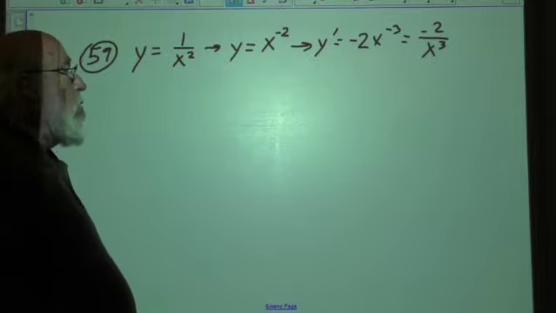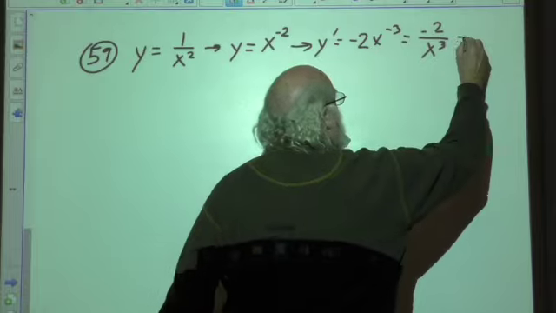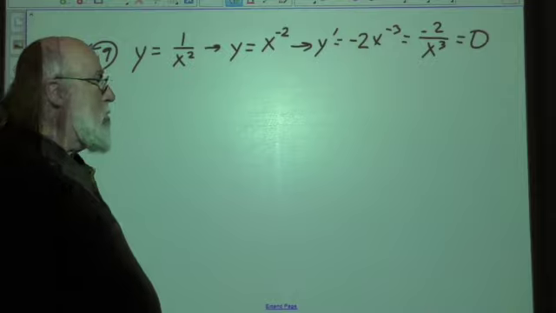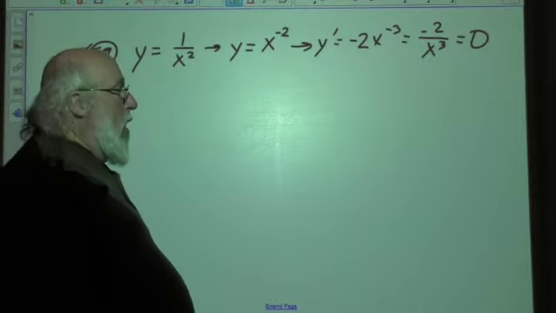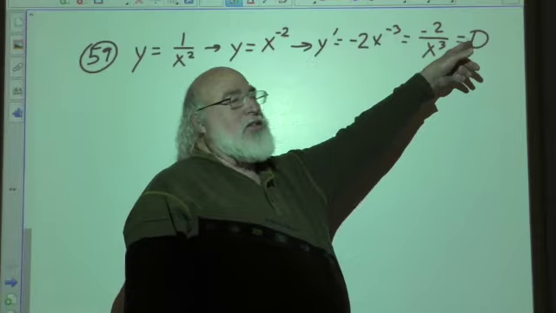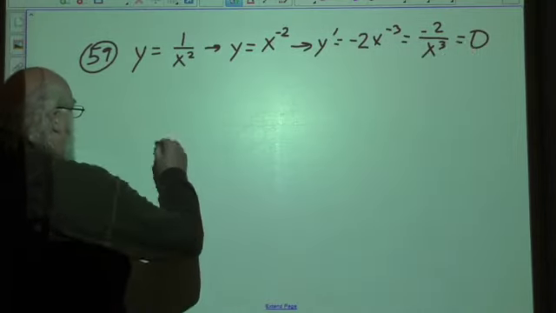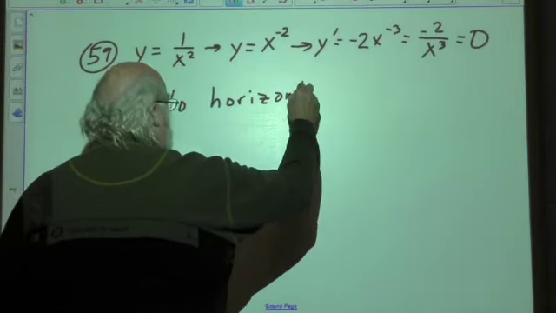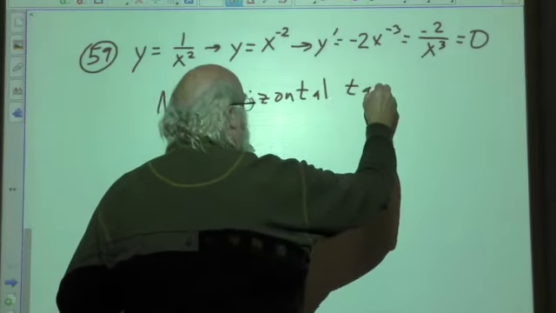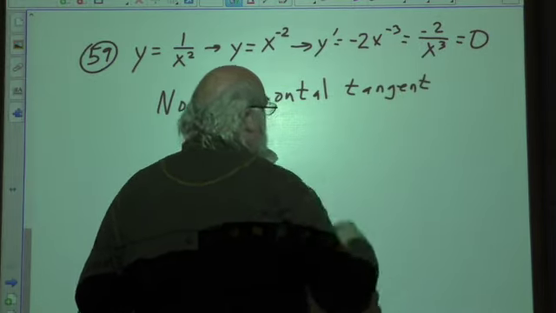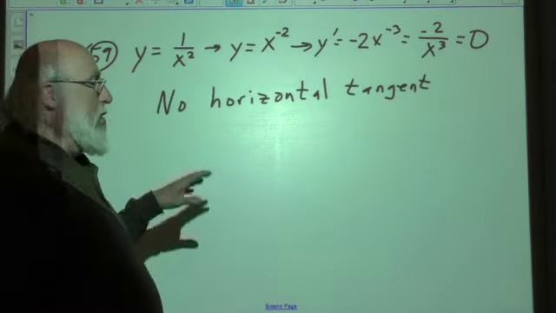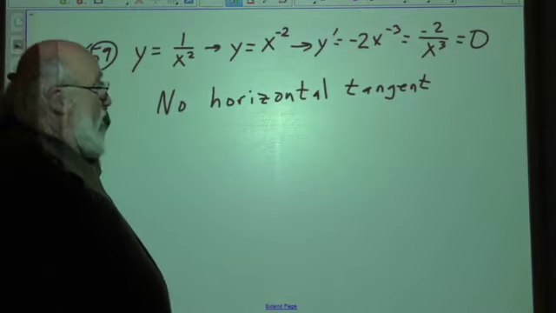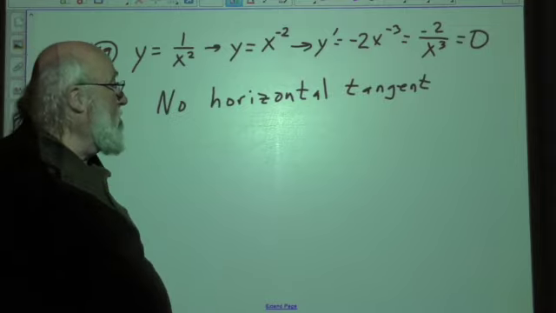Okay, now we're going to set that equal to 0, since that's what a horizontal tangent is telling us. And we have an issue. There's no way that you're going to put a number in for x and get an answer of 0. So in this particular case, there is no horizontal tangent. If there's no value for x possible, that means it's not possible. If you were to put that into your calculator, you'll see that indeed that is the case.